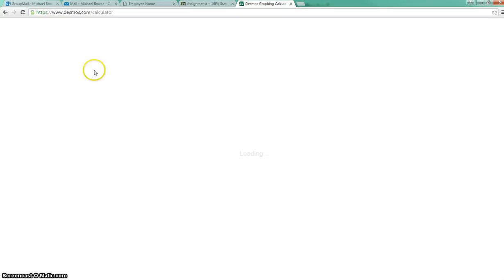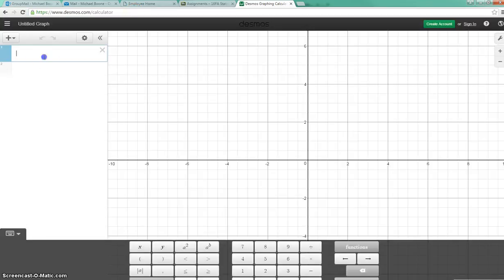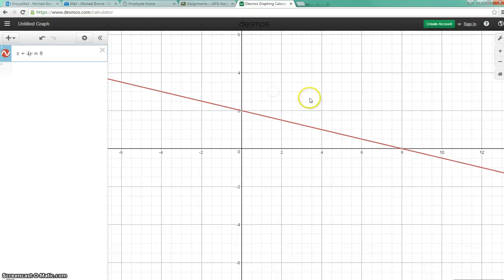I'm going to take us to Desmos. There we go. So x plus 4y equals 8. Again, the benefit of Desmos versus a TI, you don't have to solve it for y, you can just type the equation in. Now, we see that the intercept there is 0, 2.